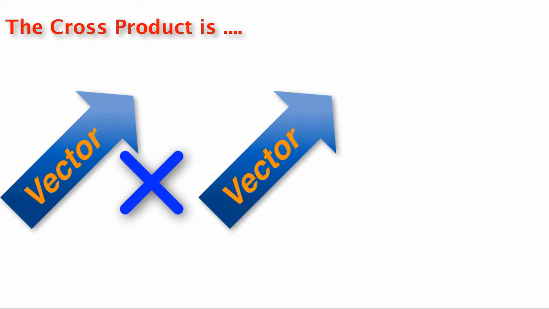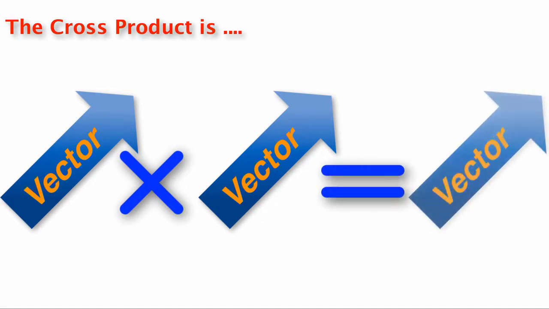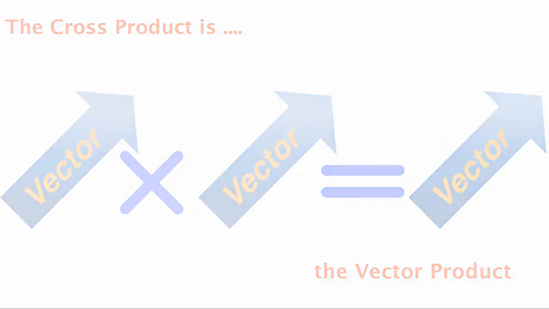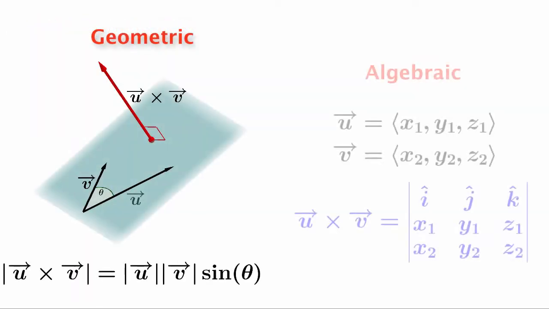The cross product is a product operation between two vectors which results in another vector. For this reason, the cross product is also called the vector product. There are two approaches for computing cross product, geometric and algebraic.